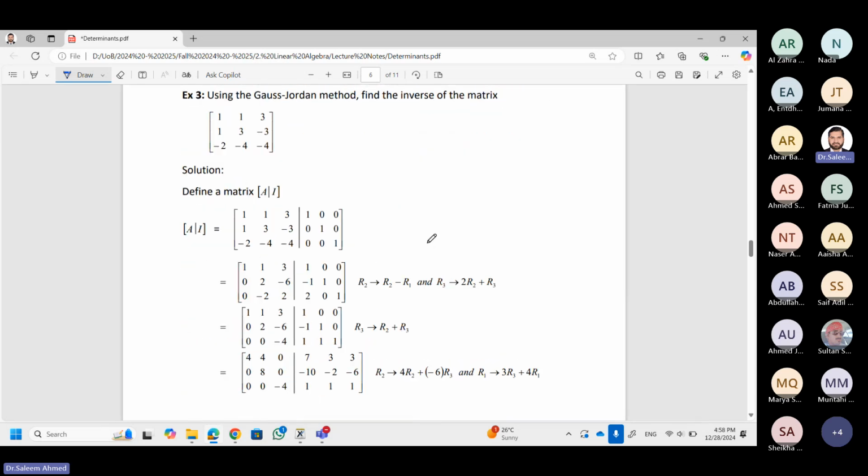I think in the same sheet, the other method is also given. They call it Gauss-Jordan method, but in the book, they wrote it as the row reduction algorithm to find A inverse. Sometimes they call it Gauss-Jordan method to find the inverse. It is the same thing.